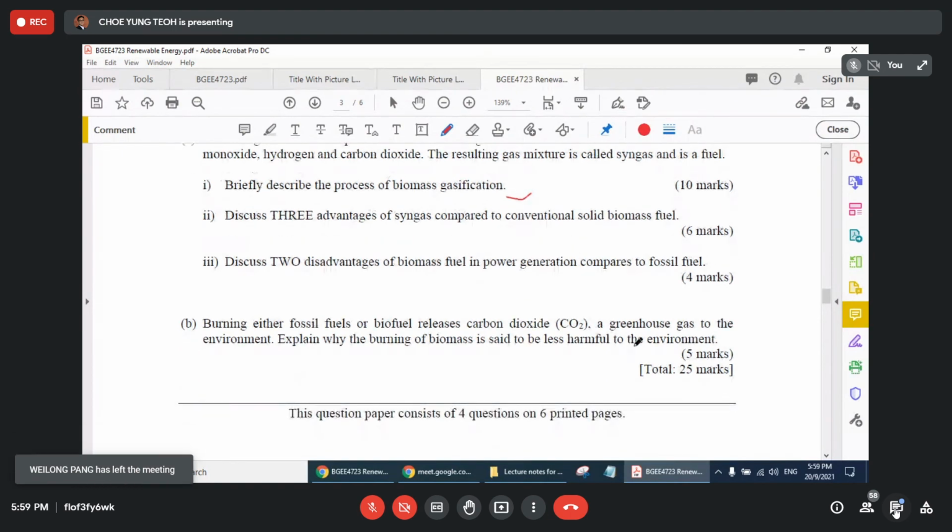Okay, number B, burning either fossil fuels or biofuels releases carbon dioxide, a greenhouse gas, to the environment. Explain why the burning of biomass is said to be less harmful to the environment. Okay, we study the biomass. Why do we say it is less harmful to the environment? Anyone? What is the advantage of using biomass compared to fossil fuels in terms of the environment?